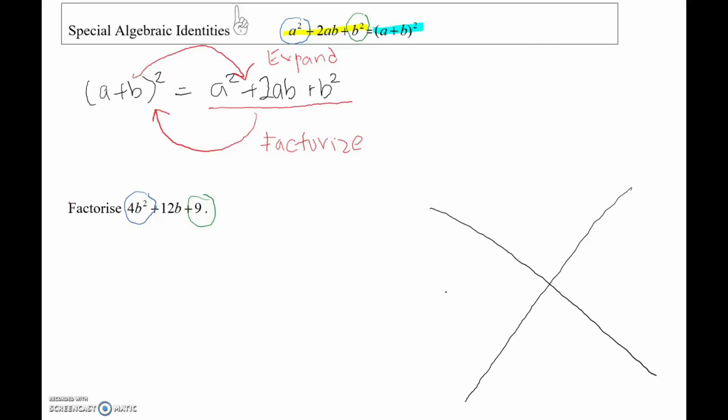to find the value of a, we square root the first perfect square, which is 4b square. So the square root of 4 will give us 2, and the square root of b square will give us b. Next, to find the value of b, we need to square root 9. And this gives us 3.